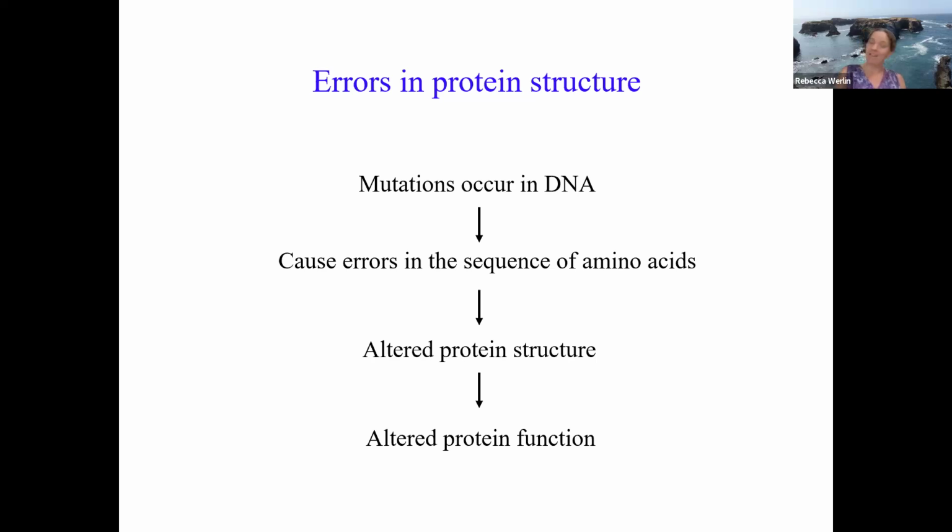And that DNA then guides the synthesis of RNA. And RNA guides the synthesis of proteins. So mutations occur in DNA, which will result in errors in the sequence of amino acids that make up proteins. If you have the wrong amino acids present in a protein, you're going to get altered protein structure. And remember, for molecular biology, structure determines function, full stop. So if you have altered protein structure, you will have altered protein function.